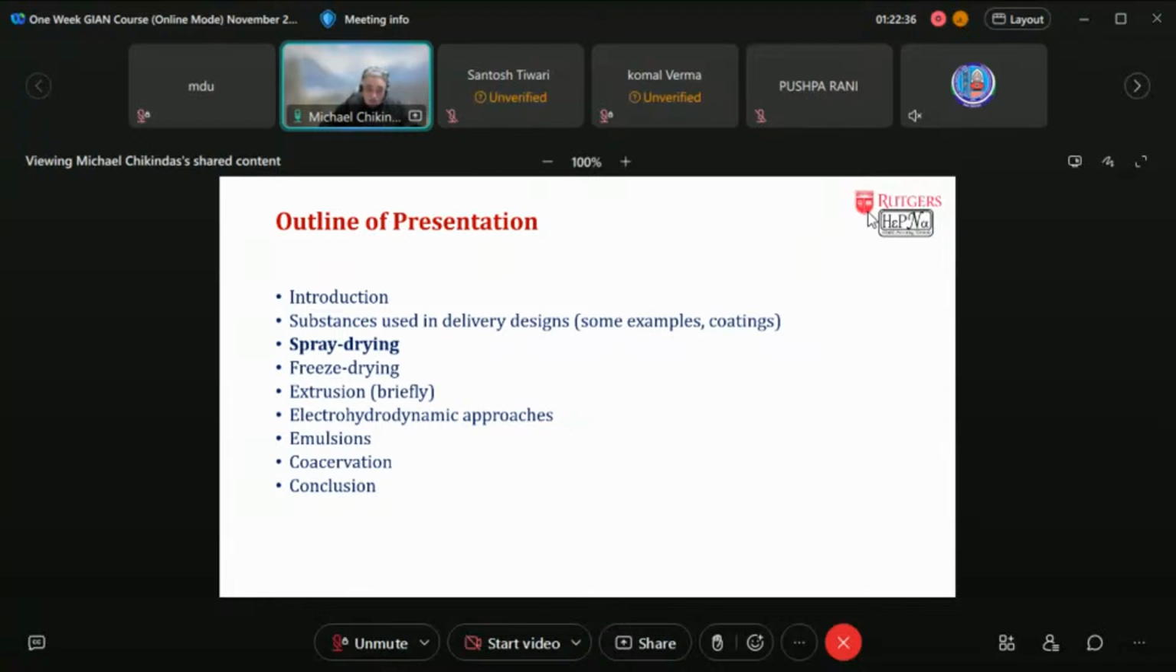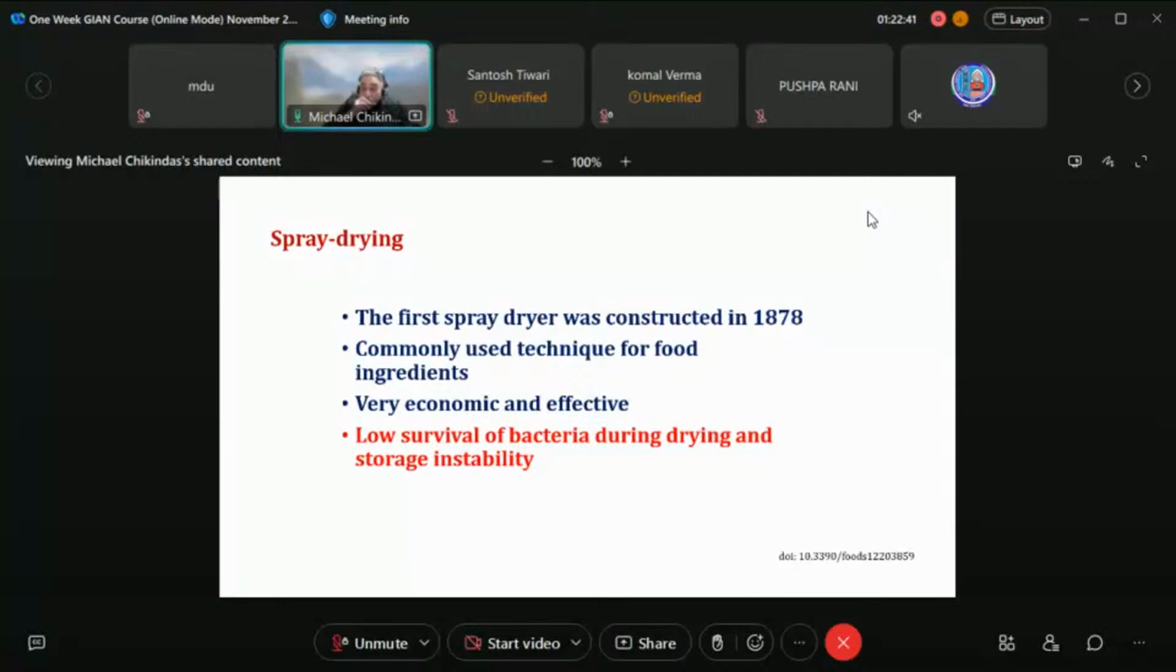Changing the gears, going to talk briefly about spray drying. And I think this is the oldest method. The first spray dryer was constructed in 1878. Just a little bit of history. Commonly used for food ingredients. Very effective, very economical method in a sense of delivery of additives that are incorporated through spray drying.